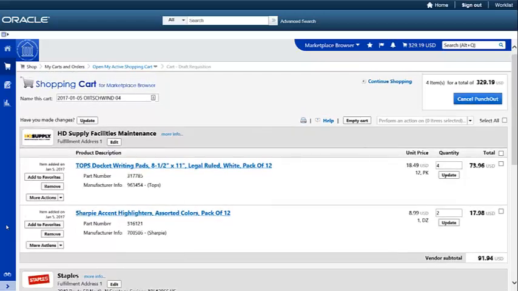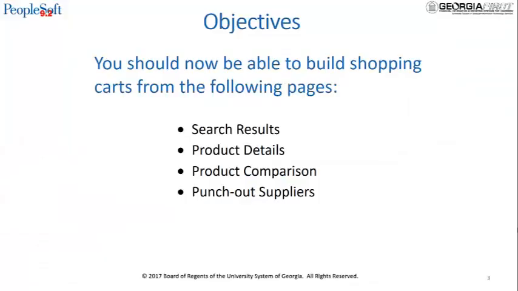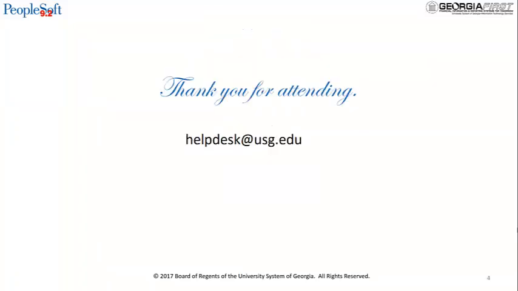This concludes our lesson on building shopping carts. You should now be able to build shopping carts from the following pages: Search Results page, Product Details, Product Comparison List, and Punch-Out Suppliers. In the next lesson, we'll discuss how to review and update our cart.